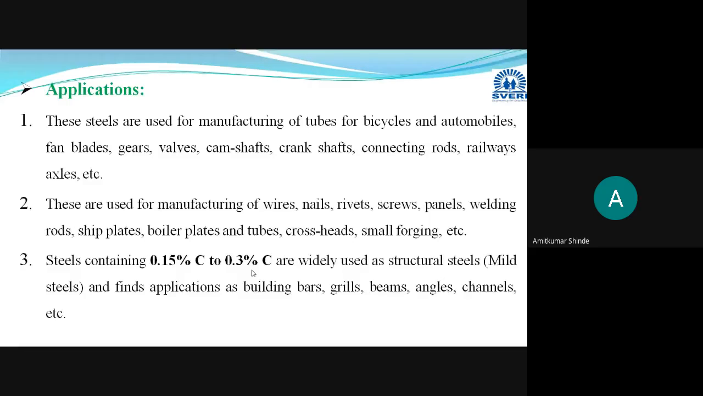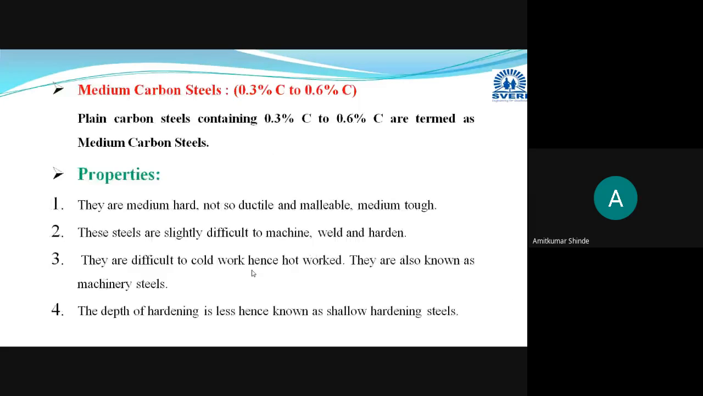First you have to write the percentage of the carbon, that is, on which basis you are doing the classification. Then its properties, some general properties you have to write, and after that you have to mention some applications. Then I will move towards the next type, that is the medium carbon steel.